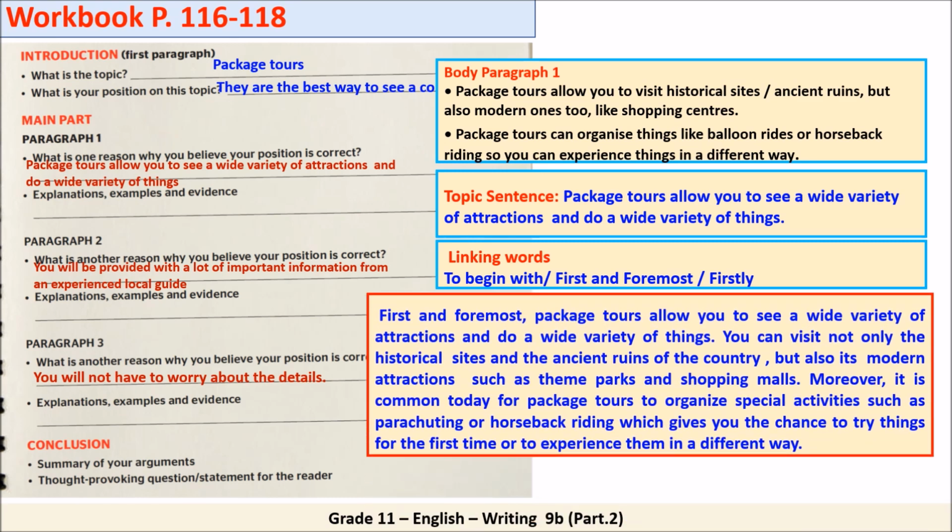First and foremost, package tours allow you to see a wide variety of attractions and do a wide variety of things. You can visit not only the historical sites and the ancient ruins of the country, but also its modern attractions such as theme parks and shopping malls. Moreover, it is common today for package tours to organize special activities such as parachuting or horseback riding, which gives you the chance to try things for the first time or to experience them in a different way.